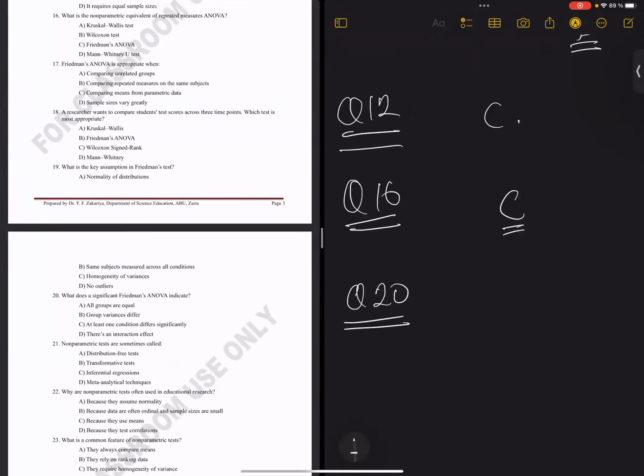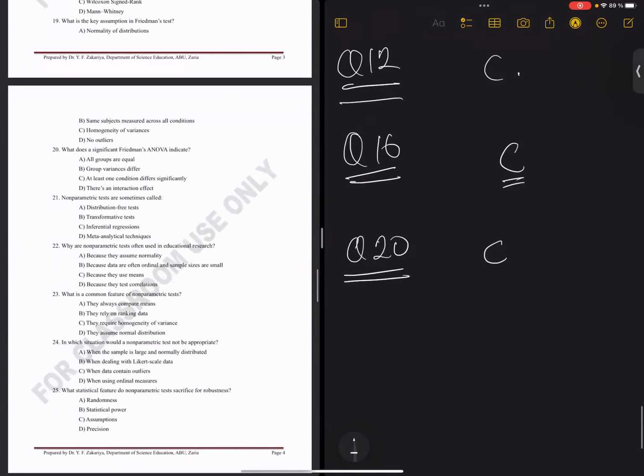That is on question 20. What does a significant Friedman ANOVA indicate? And the answer is that it indicates at least one condition differs significantly. So the right option is option C. We go to the next question.